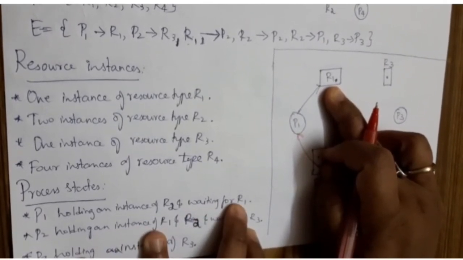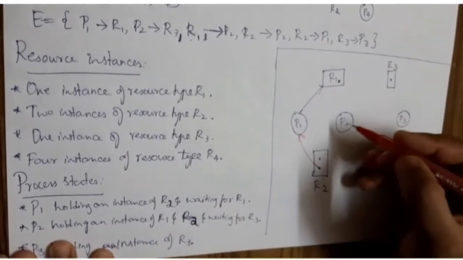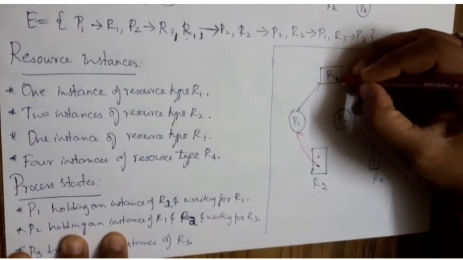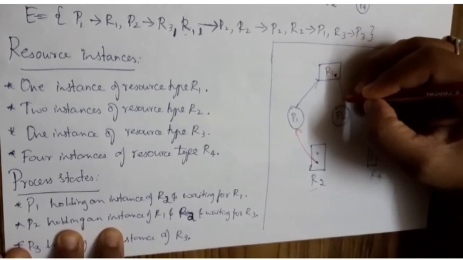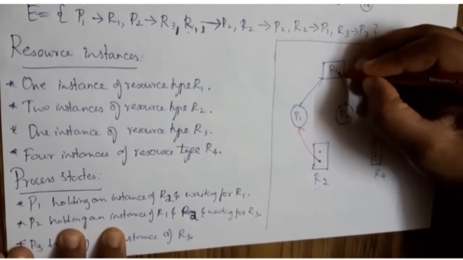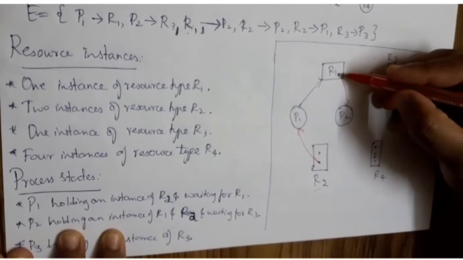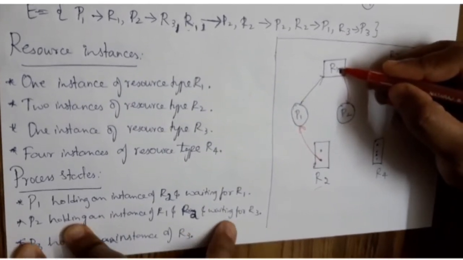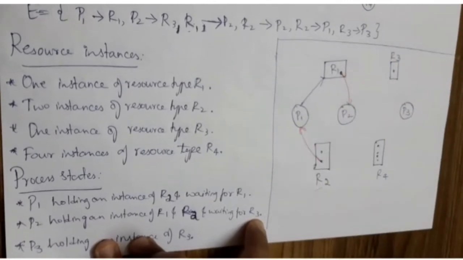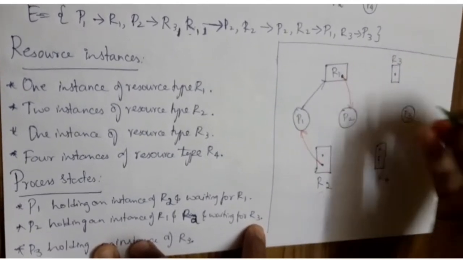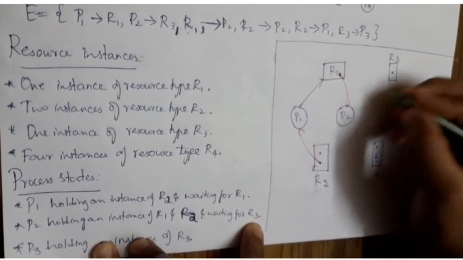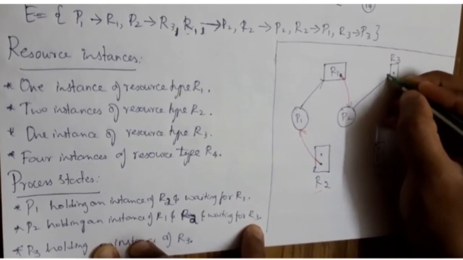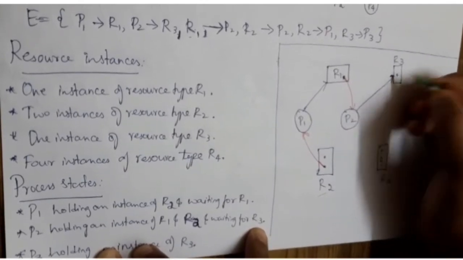Next, process P2 is holding the instance of resource R1 and is waiting for resource R3.